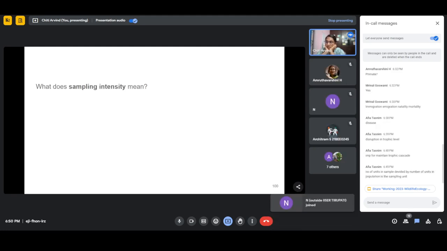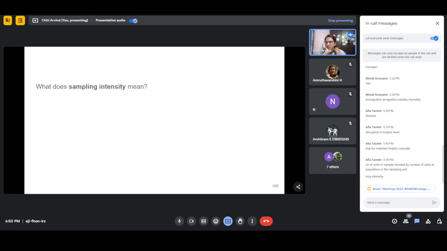The number of units in the sample divided by the number of units in the population is the sampling intensity, correct. So the total number of probable units that you have, as Afia mentioned, is your population size. And then if you sample every 4 individuals in the entire population, your sampling intensity is 4 divided by the total number, right? So that is sampling intensity.